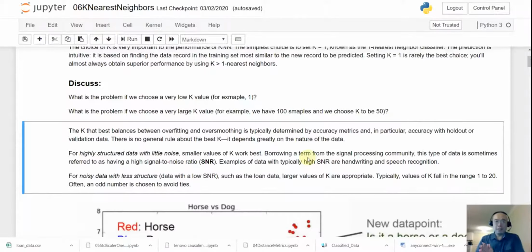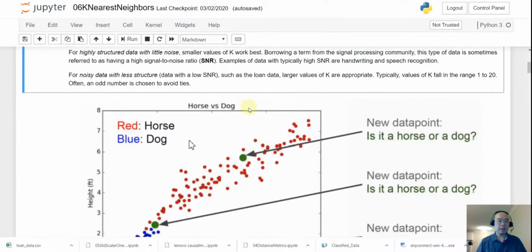In the other case, if the dataset is very noisy, and if we use the term signal to noise ratio, and the signal to noise ratio is high, for example, in speech recognition or handwriting recognition, which are known to have very high signal to noise ratio, then if we want to use k-nearest neighbor, you may want to pick a larger k if possible.